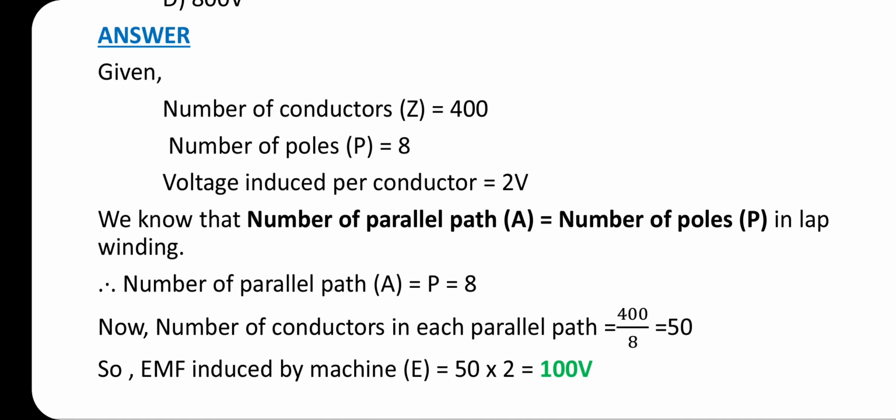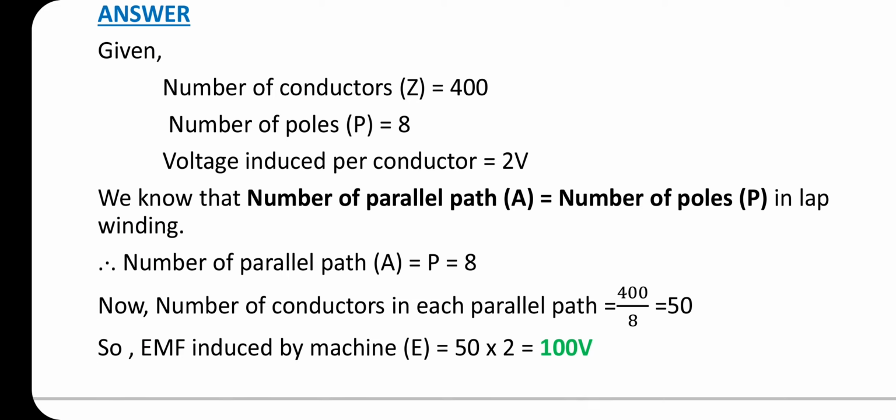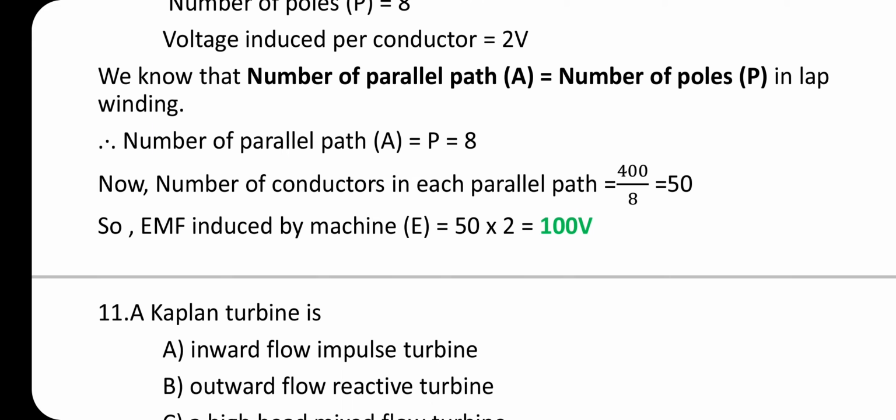In a DC machine, induced EMF E is equal to the voltage across each parallel path in a lap wound DC machine. Here, the number of parallel paths A equals the number of poles P. Given number of conductors Z equal to 400, number of poles P equal to 8, voltage induced per conductor is 2 volt. We know that the number of parallel paths A equals the number of poles P in lap winding. Therefore, A equals P equals 8.